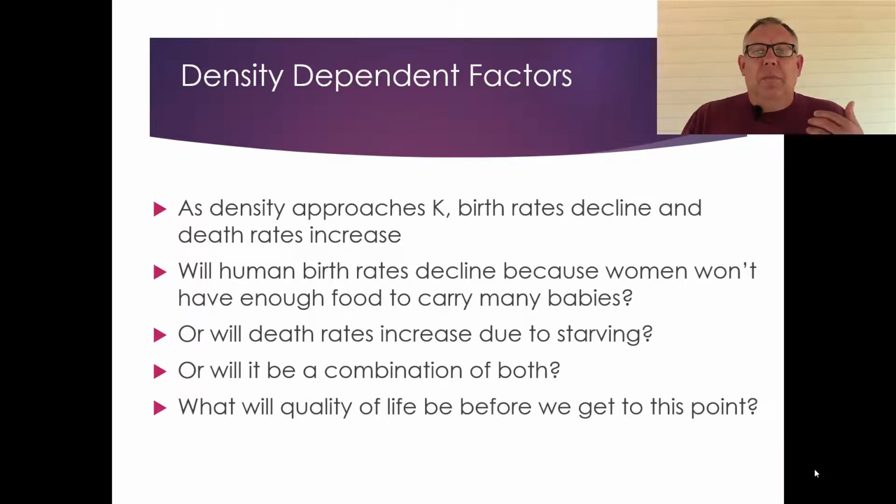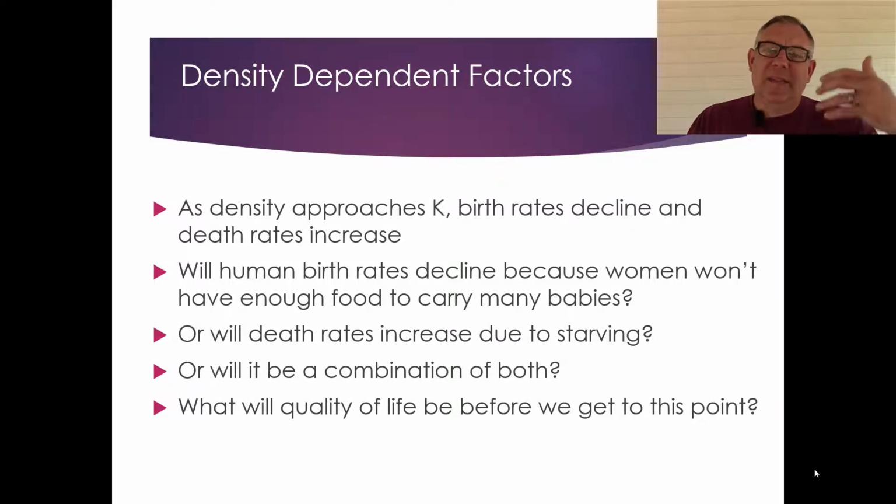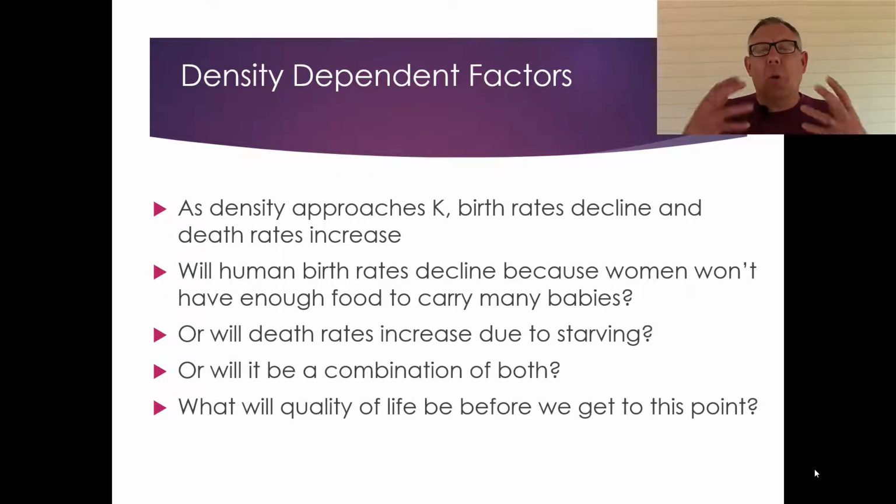To me, what's a bigger question is, what will the quality of life become before we get to this point? So, if we get to the point where food is limiting the birth rate or increasing the death rate, that's a horrible situation. But long before we get to that situation, what's the quality of life for the average human going to be like? And again, because we are unique in that we can think about the future and we can study history, this is a more acute problem for organisms like us. And so that's, again, a tough question.